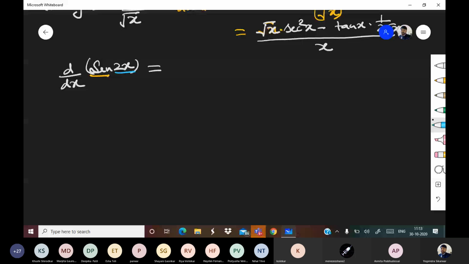First, we differentiate the first function, which is the sine function. Sine will become cos, so it will be cos of 2x. But we also have 2x now, so we are going to differentiate 2x. Differentiation of 2x will be 2. So the actual answer will be 2 cos of 2x. That will be the answer. We keep on differentiating until we reach the last point. That's how we do it.